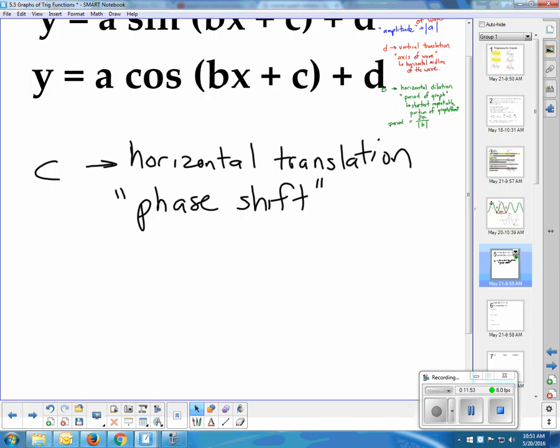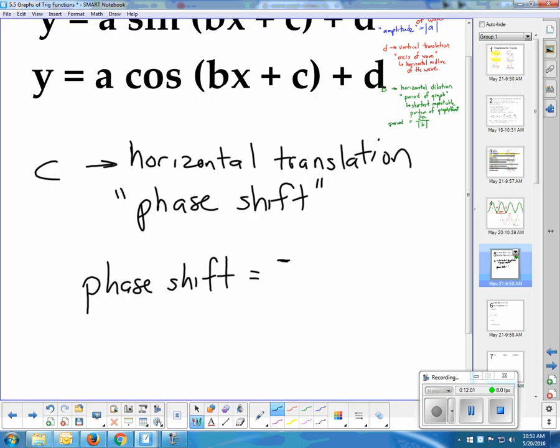There's a formula for this, and it does not work all by itself. The phase shift can be calculated by taking the opposite of whatever c is and dividing it by the value of b. That's because b is within the parentheses, and we'd have to factor out b to calculate the phase shift. And we have an opposite out in front because, if you've studied your transformations before, when you have a positive value for a horizontal translation, it actually moves the graph left, and a negative value moves it right. So you have an opposite relationship there.